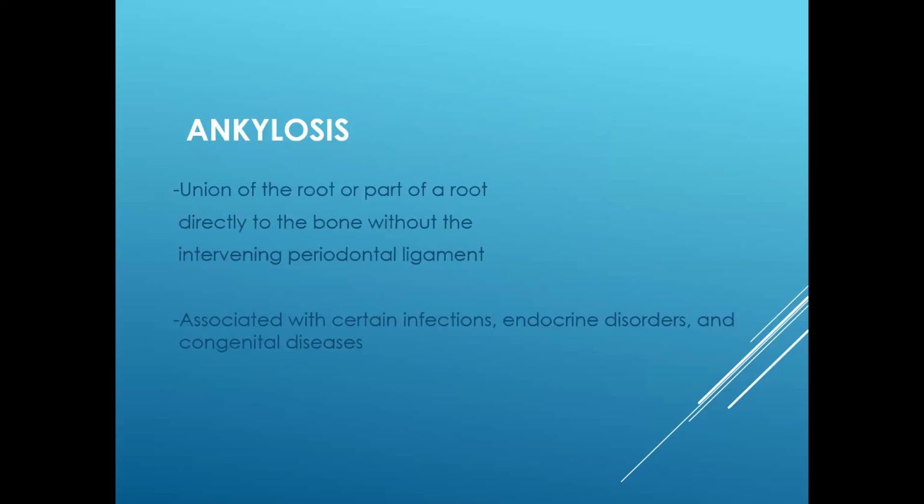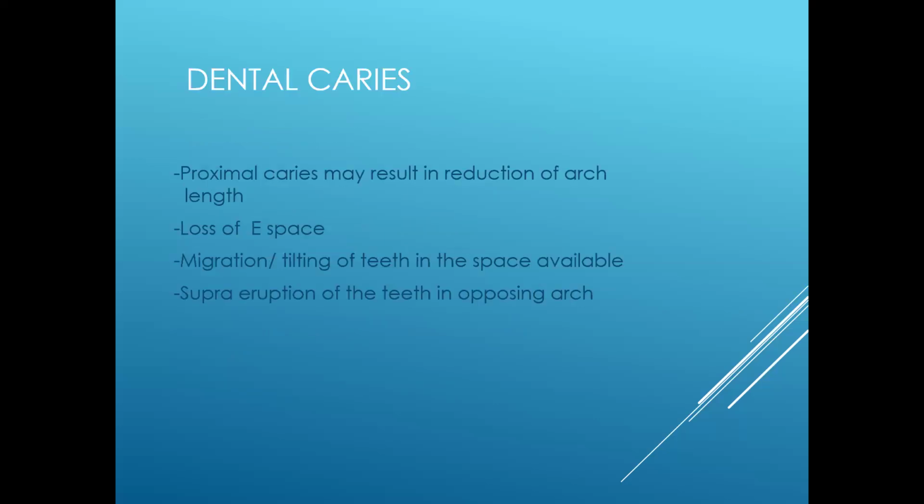Another local factor of malocclusion is ankylosis. There is a union of root or part of root directly to the bone without intervening periodontal ligament. It's often associated with certain infections, endocrine disorders, and congenital diseases. Another local factor is dental caries. Proximal caries may result in reduction of arch length, loss of E-space, and migration or tilting of teeth into the space available, and supra-eruption of teeth in the opposing arch. These are the sequelae of dental caries, which often result in malocclusion.